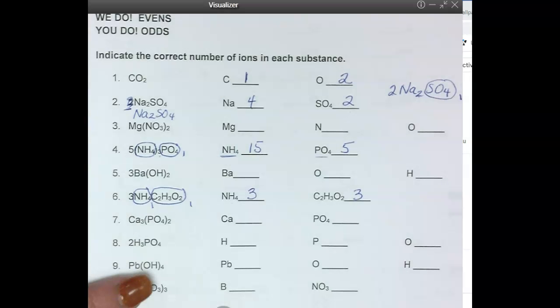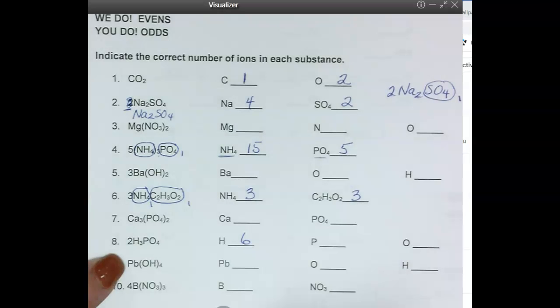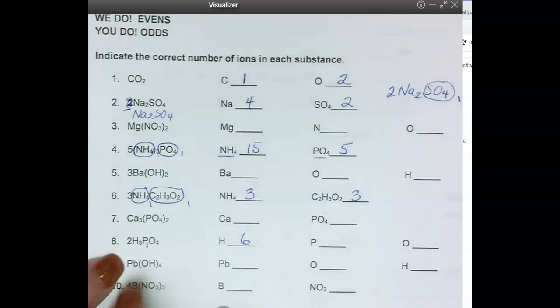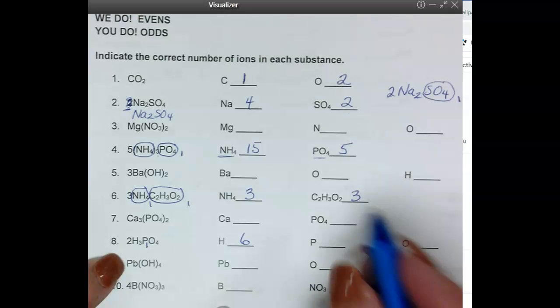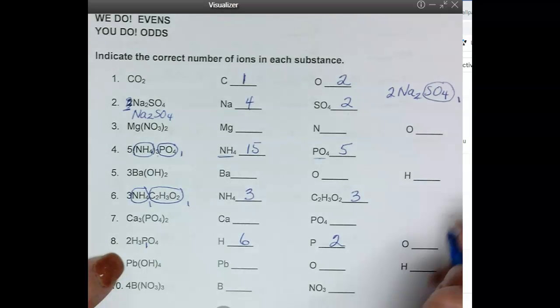Number 8. This says I have 3 hydrogens, but there's a 2 out in front. So that means I have 6 hydrogens. Now this one, if you look, it broke apart the phosphorus and the oxygen. So I'm going to look at each one separately. If you need to put a little 1 down here, like what I was doing up on those, you can. So this says I have 1 phosphorus right here, but there's a 2 out in front. So that means I have 2 of them. 4 oxygens, I have a 2 out in front. That gives me 8.